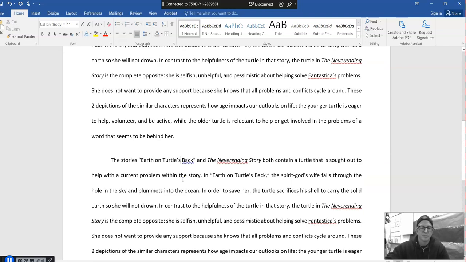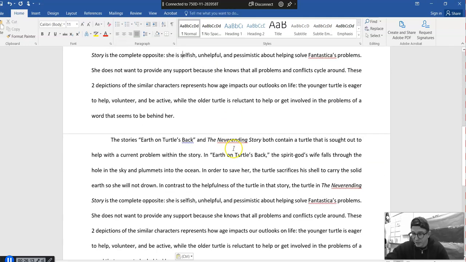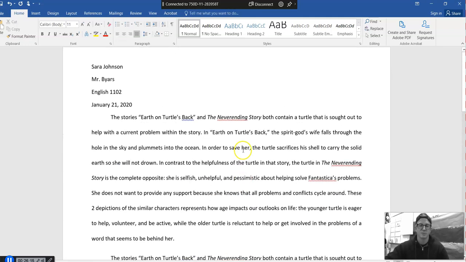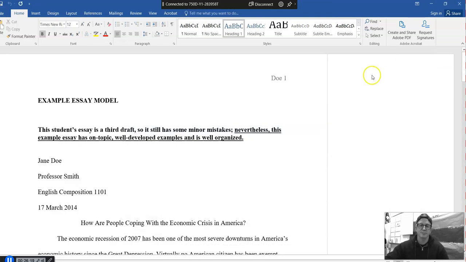You can talk about theme. You can talk about symbolism. You can talk about setting. You can talk about characters, how they're similar but different, how the setting is similar but different, how the theme is similar but different. And then you're going to submit that.